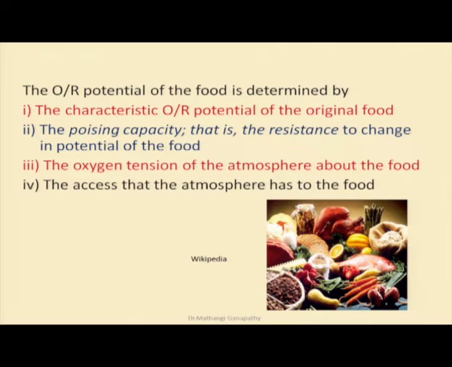Second is the poising capacity, that is, the resistance to change in the potential of the food. The third aspect is the oxygen tension of the atmosphere about the food, and fourth is the access that the atmosphere has to the food. So, here we are saying that there are four major aspects. One, the source, that is, the nature of the original food source.